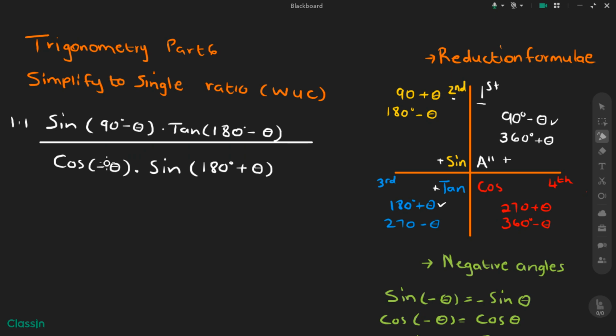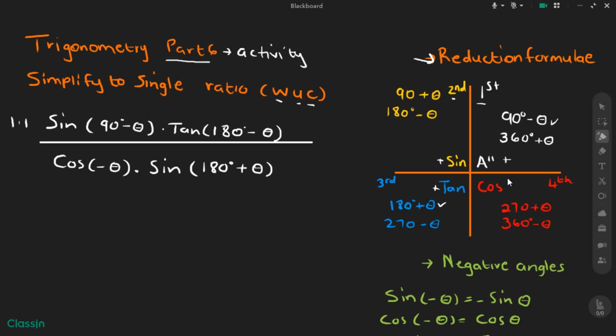Here we have part number 6. So it's actually activity number 6 on trigonometry. Now the instruction says simplify to single ratio without using a calculator. So we have 90 minus theta, 180 minus theta, negative theta, and 180 plus theta. The first thing that should come into your mind is that you need what you call the reduction formula.